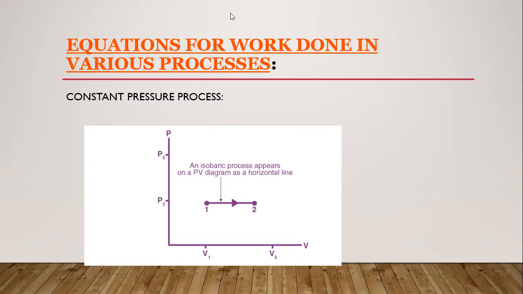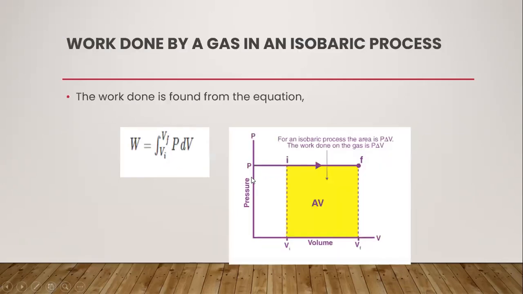So first, let us start with constant pressure process. According to the information mentioned in the PV diagram, the constant pressure process can be otherwise termed as isobaric process. Since the pressure is kept constant, as shown in the graph, P1 equal to P2. So pressure is the constant variable, whereas the volume may be compressed or expanded from the initial to final state depending on the work done.